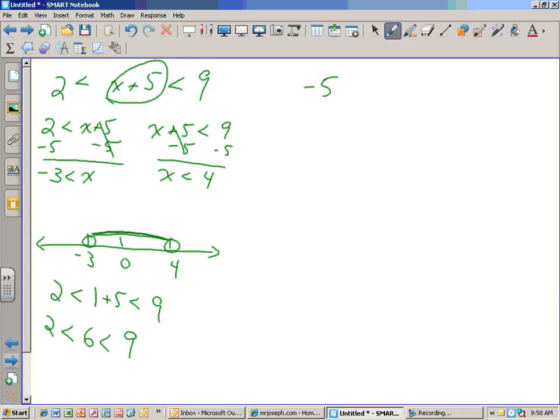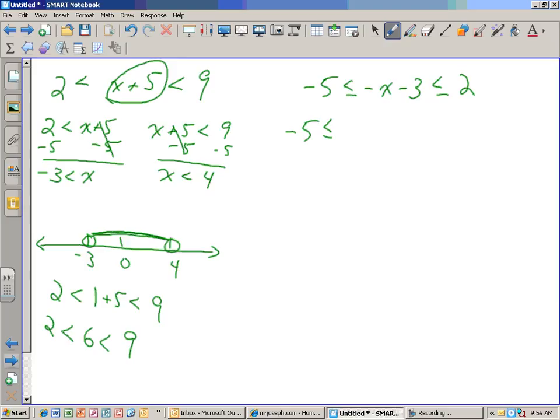Negative 5 less than or equal to negative x minus 3 less than or equal to 2. This one's a little bit tricky. Okay, so let's see what that looks like. First of all, Austin, is this an and statement? Yes, because it's right between two numbers.